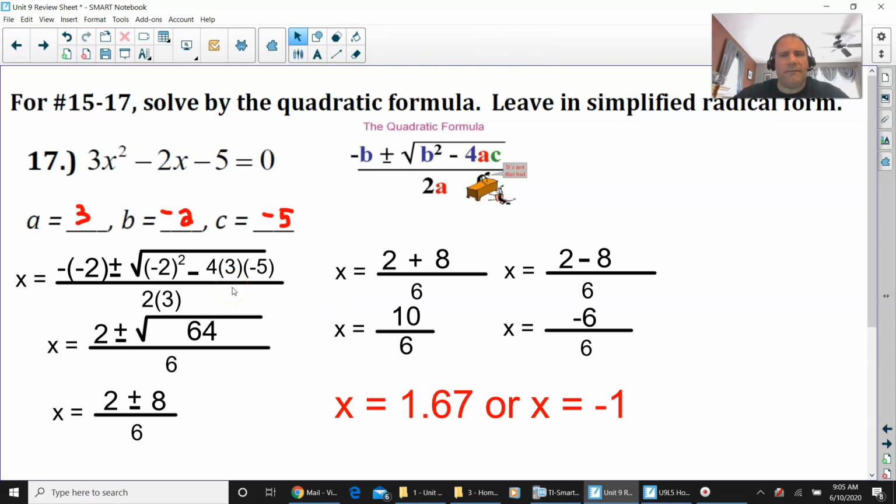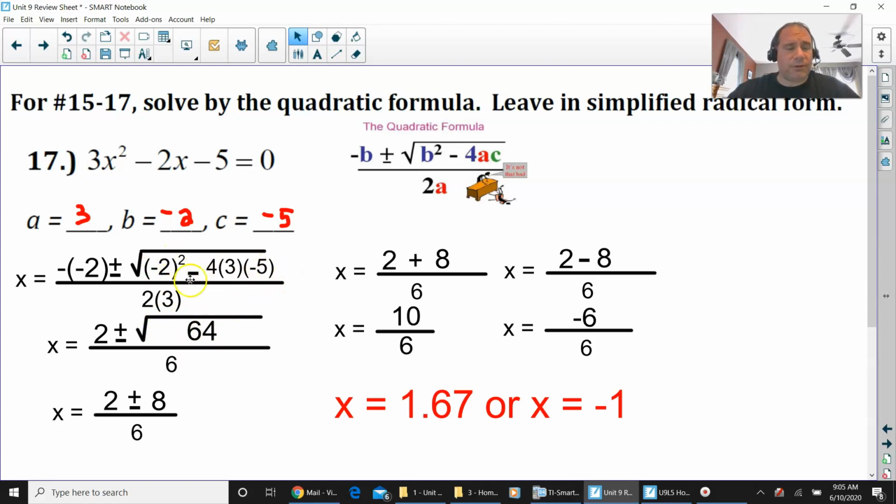So we have, we're substituting this negative in. We have negative 2 as B. Negative is positive. So the square root of negative 2 squared, which is B squared, minus 4 times A, which is 3, times C, which is negative 5. And you square root of 64.